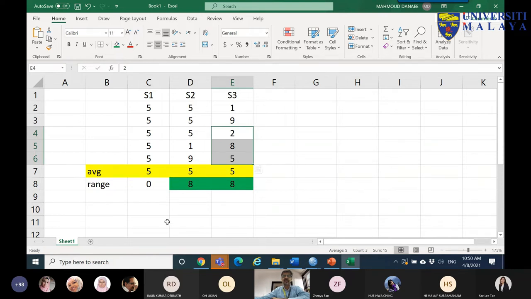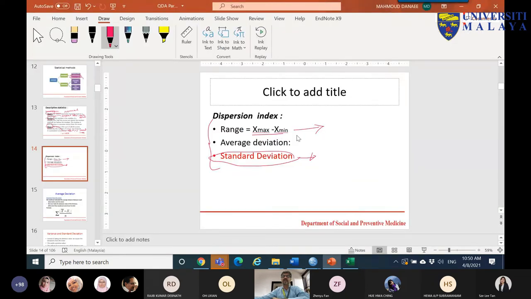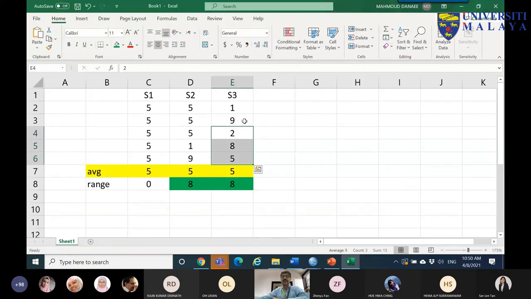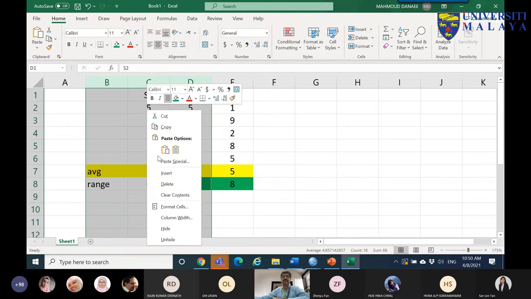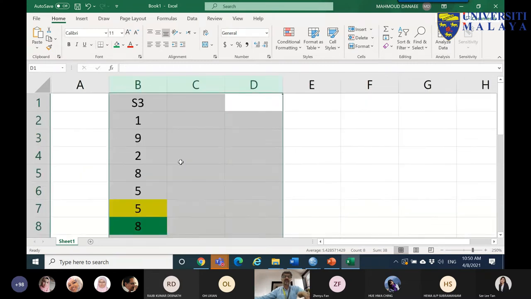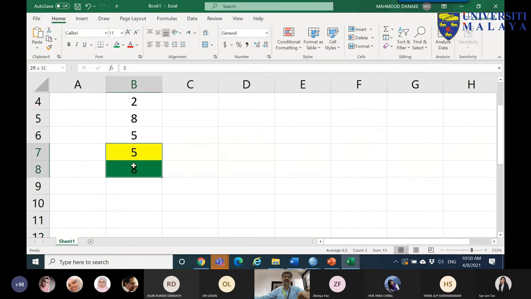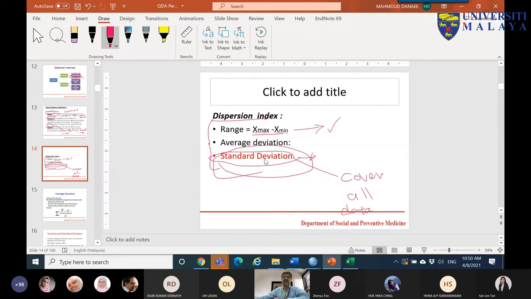So that's why when you are dealing with quantitative data, for categorical data, yes, the range for ordinal data, it's okay. But when we are talking about continuous data, we need to also calculate another measure of dispersion that covers all data. So when we want to calculate the dispersion for data, let me remove this one. Suppose that I have this data and I want to calculate the standard deviation.